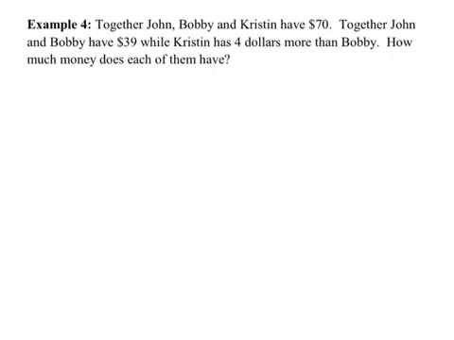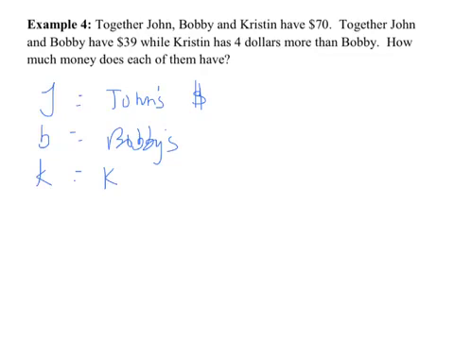Example 4 says, together John, Bobby, Kristen have $70. Together John and Bobby have $39, while Kristen has 4 more than Bobby. How much does each of them have? So we're looking for the amount of money of each person, so J, B, and K. J being John's money, B being Bobby's money, and K being Kristen's money.